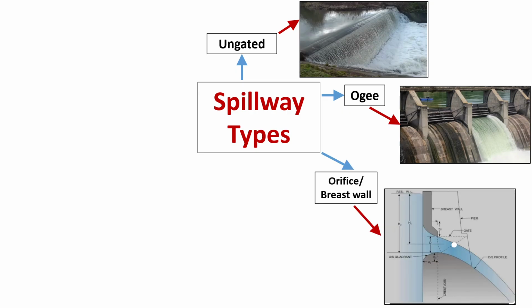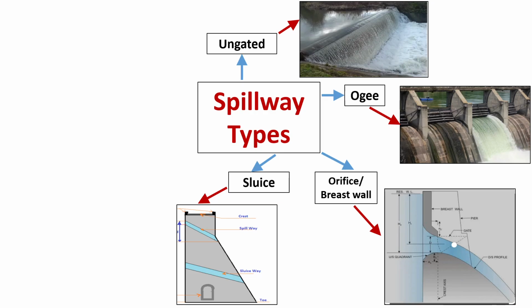Third is orifice or breast wall spillway type. We have seen the discharging capacity of Ogee Spillway is less. For passing high discharges, the spillway has to be placed at lower levels. This is best suited for that. Further, with this spillway, sediment is also best managed. In Ogee Spillway, sediments are not removed, thus reducing the useful storage of the dam.